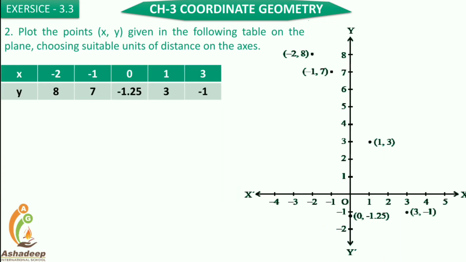Now locate or plot the points x, y given in the following table on the plane, choosing suitable units of distances. Okay, so it's -2, 8. So first of all -2, 8, this is the point. Then -1, 7, this is the point. Then 0, -1.25, so this is the point on the y-axis. Now 1 comma 3, this is the 1 comma 3, and 3 comma minus 1, this is the 3 comma minus 1, right? So this is very easy, right?